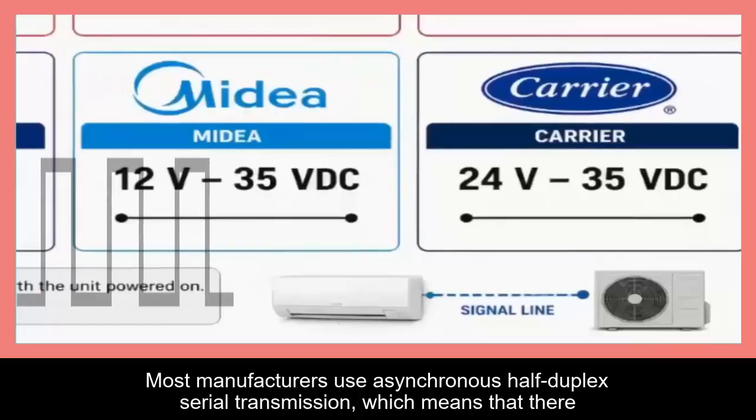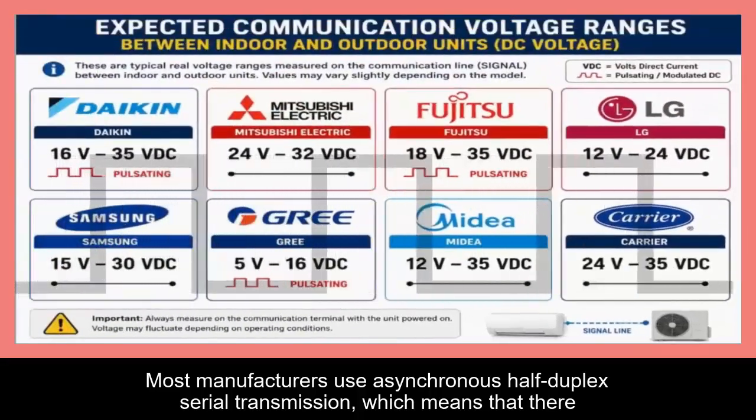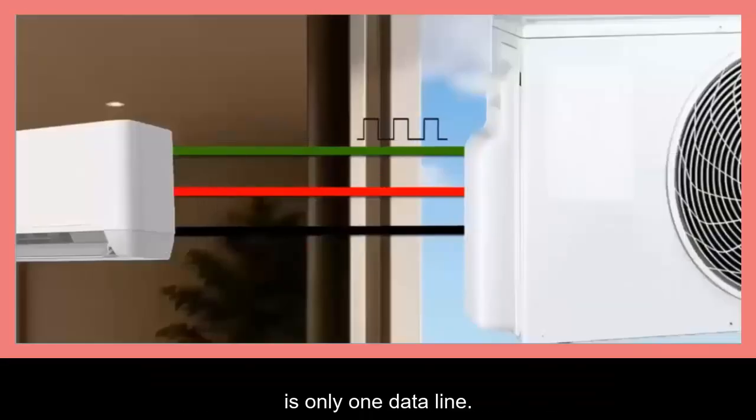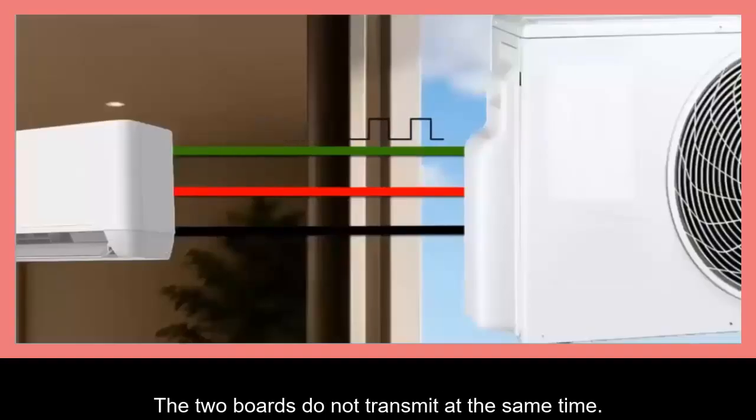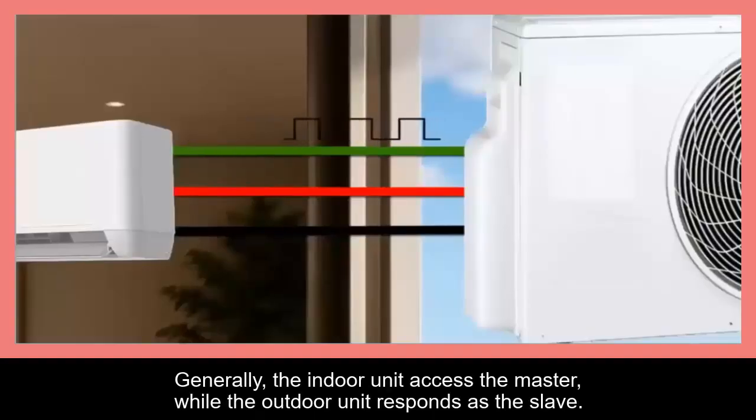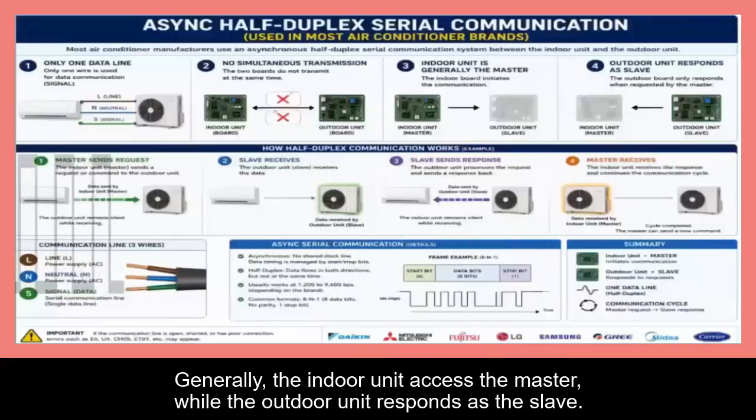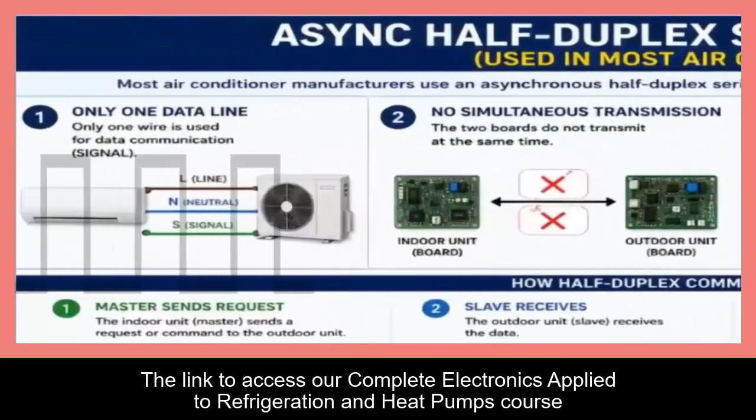Most manufacturers use asynchronous half-duplex serial transmission, which means that there is only one data line. The two boards do not transmit at the same time. Generally, the indoor unit acts as the master, while the outdoor unit responds as the slave.